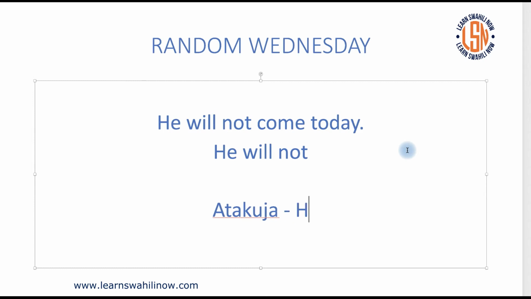We simply said we add the ha: hatakuja. That's how you negate the third person, he or she. If you want to learn how to do that, please refer to last week's Grammar Monday and see how you do it. So, he will not come today. Hatakuja leo.